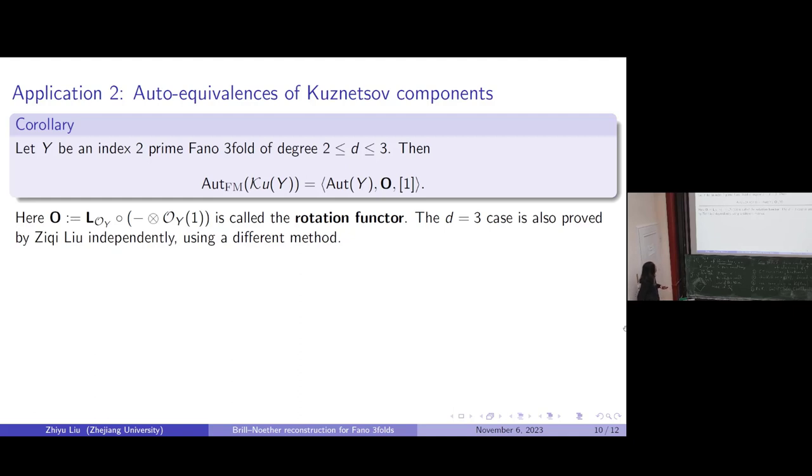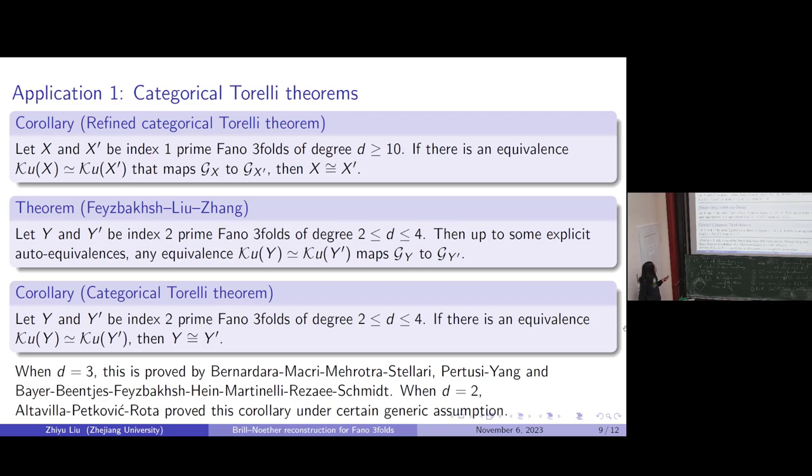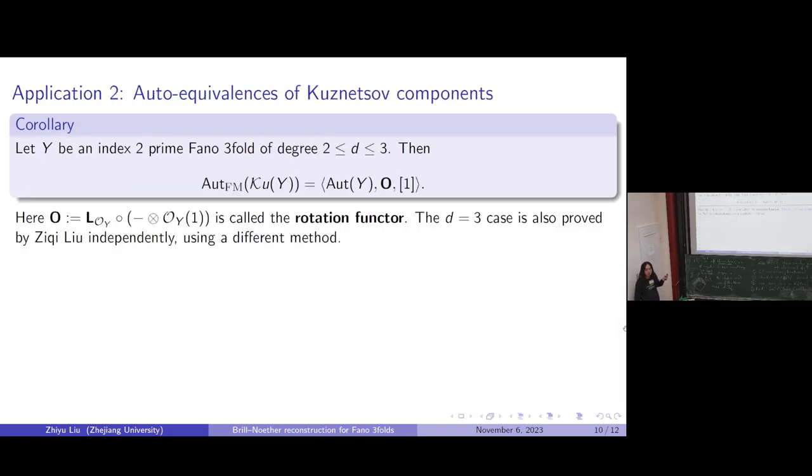The second one is we can use this theorem to compute the group of fully faithful Mukai auto-equivalences of this Kuznetsov component.